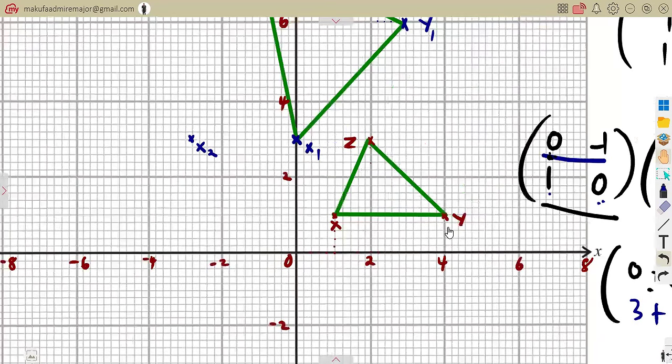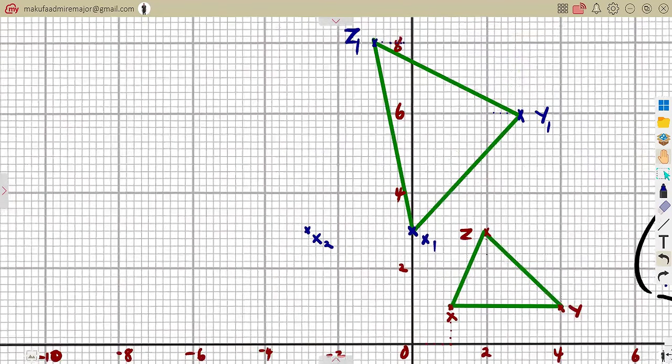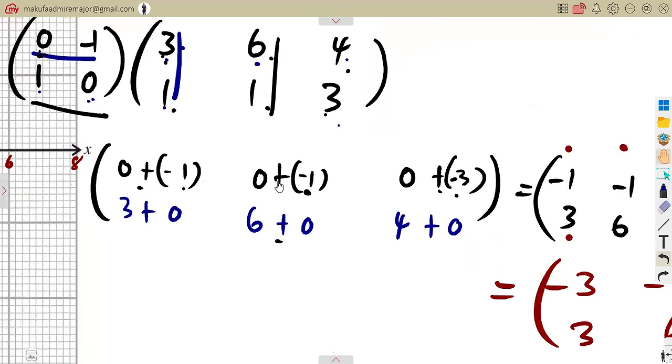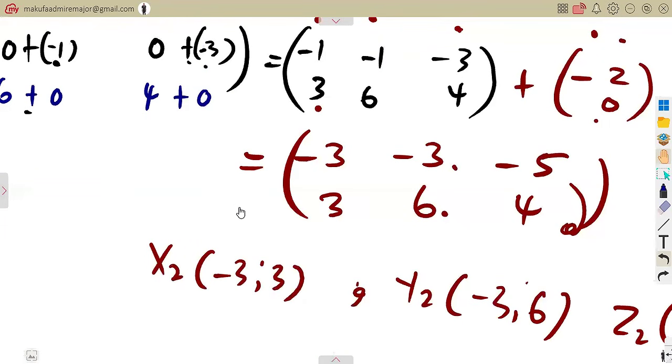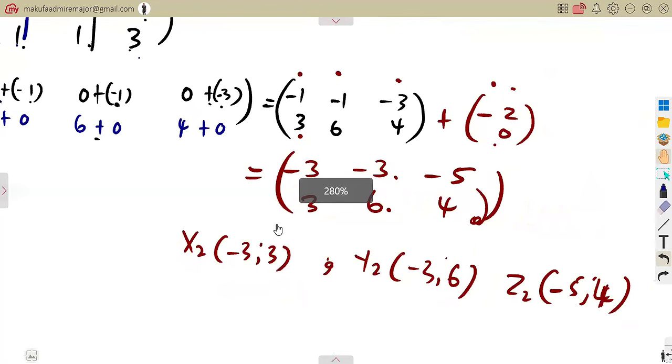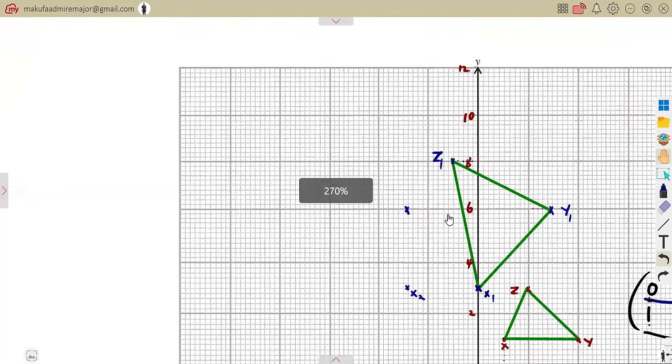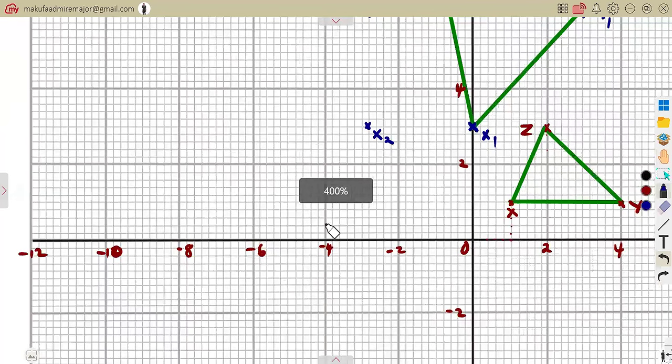y2, which is minus 3, 6. So it must be on top, straight, but at what? At 6. That's minus 3, 6, and z was minus 5, 4. Our z2 is minus 5, 4, meaning you're considering minus 5 there and 4. That's 1, 2, 3, 4, 5, somewhere there. That will be our z2.